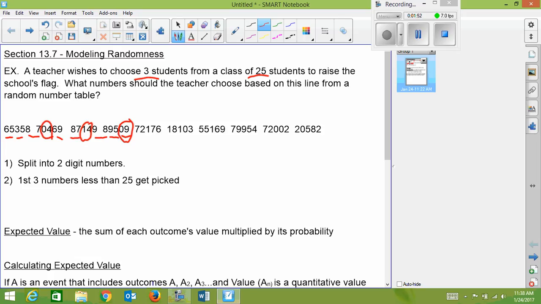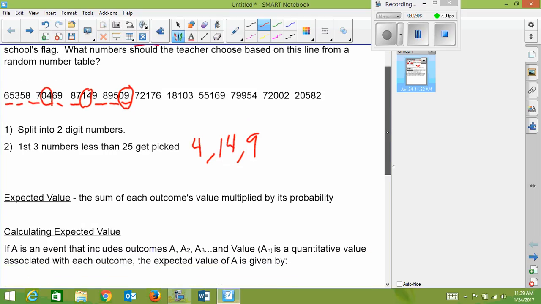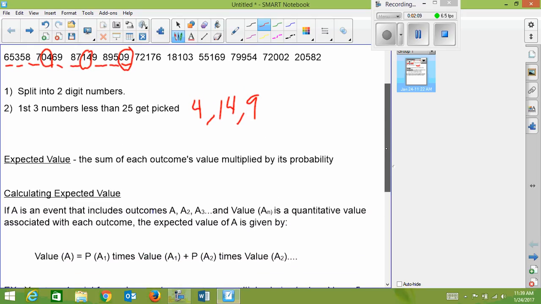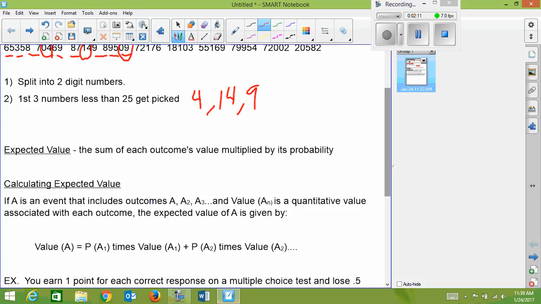You pick the first 3 that pop out of there that are less than 25, and there you go. Those are the 3 kids that get picked. So if their numbers are 4, 14, and 9, they get chosen to raise the school flag that day. Again, it's all based on chance here. It's just random. Expected value is the sum of each outcome's value multiplied by its probability.